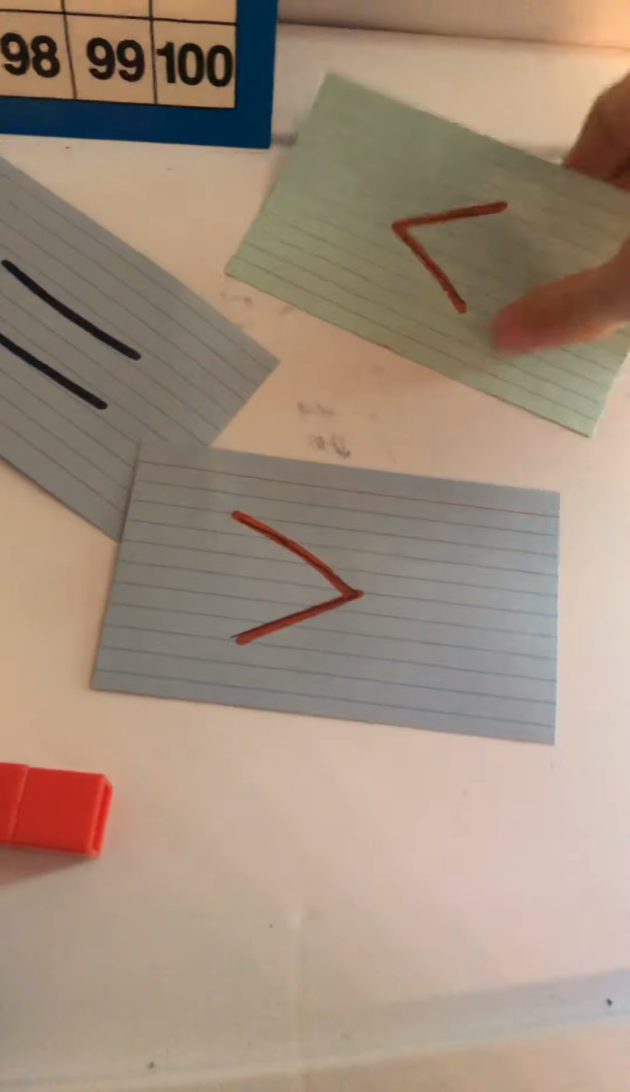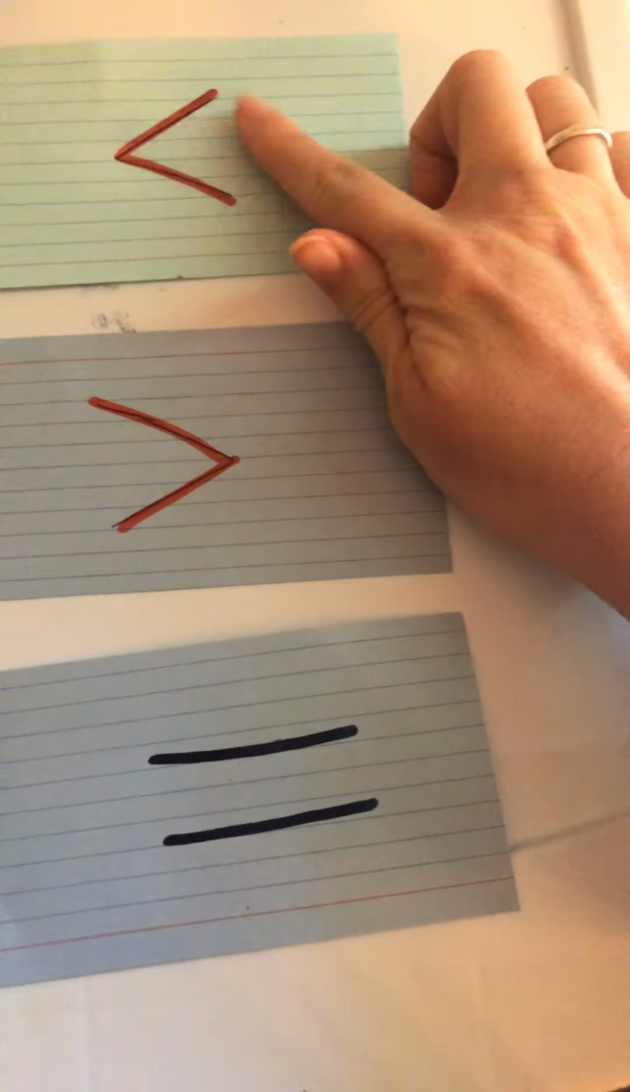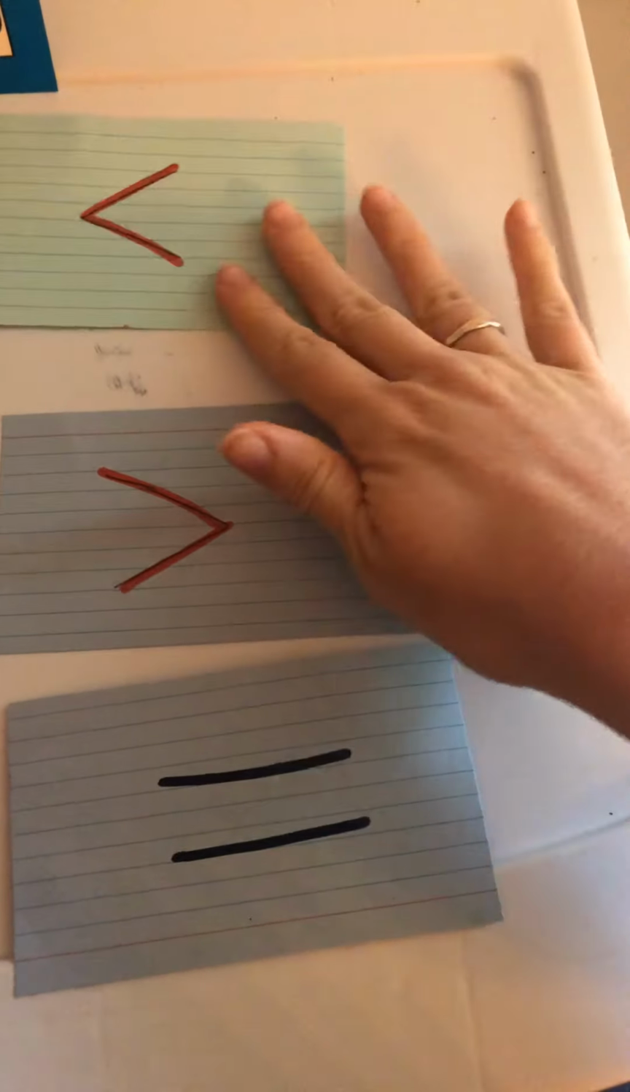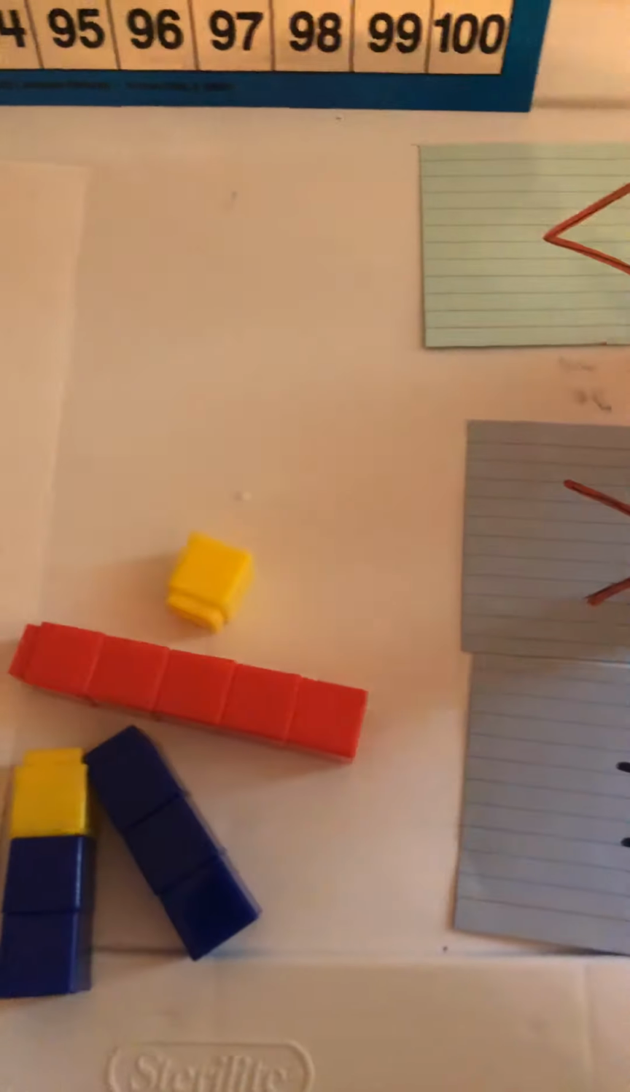So we have three symbols right here. We have that one, which is just really that one turned around. But they can go either way. They can go that way or they can go that way. And then we have our equal sign. And I'm going to show you how we are going to use these today. So let's just put those over here to the side.